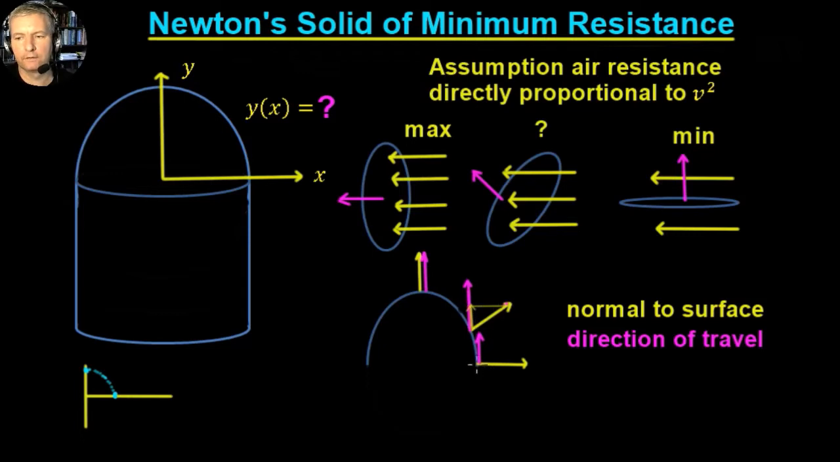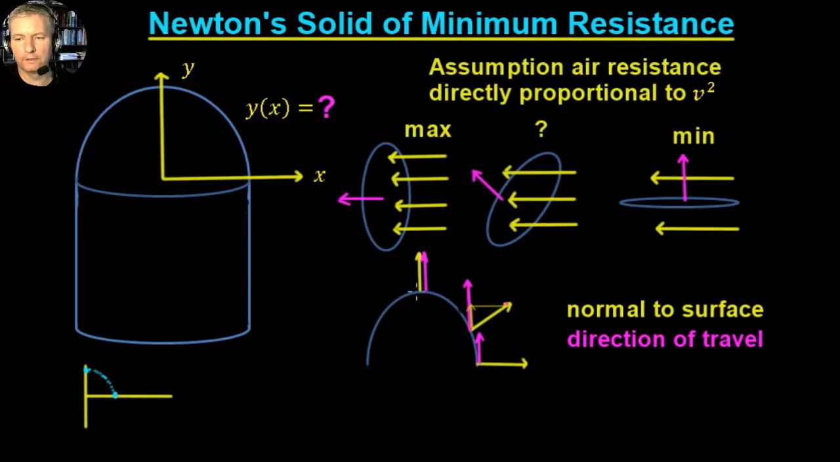So say for example at this point here, the normal's in yellow, the direction of travel is in pink here, and the angle between these is 90 degrees, and that's going to give us a minimum air resistance. So we could plot that in a little graph. So there's a little graph here. We could go to 90 degrees and the air resistance would be a value of 0.